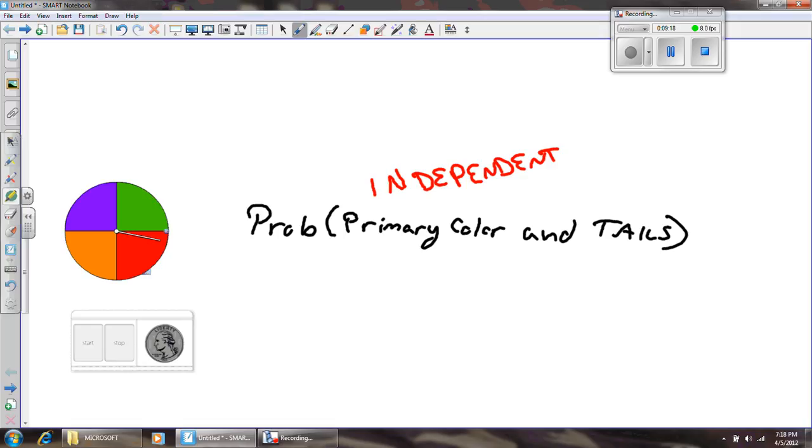Okay, now primary colors. Your primary colors are red, yellow, and blue, right? They're the 3 colors you use to mix to make all the other colors in art class. And it looks like we have a blue and a red, and we also have a yellow. So there's 3 primary colors. So when I go to spin the spinner, I've got a pretty good chance of getting a primary color. In fact, there's 3 ways to have a success, and there's 4 total outcomes. So the probability of getting a primary color is 3 out of 4.